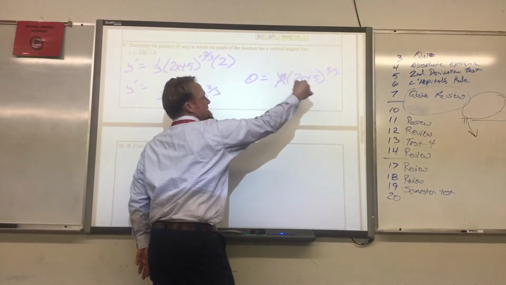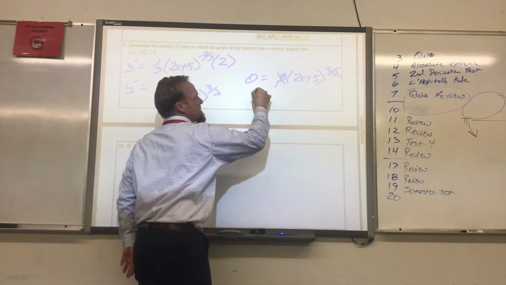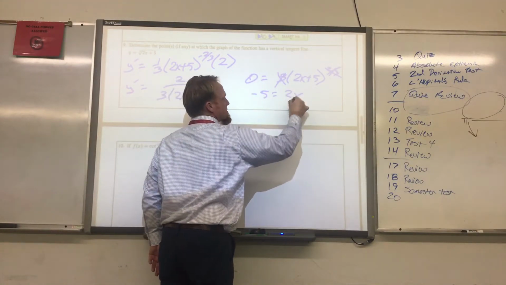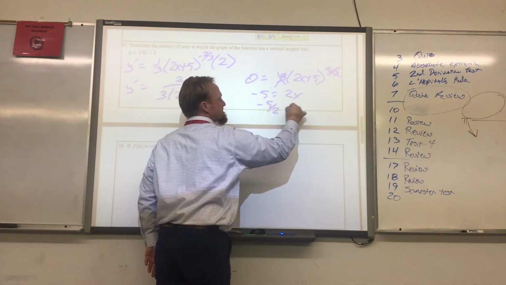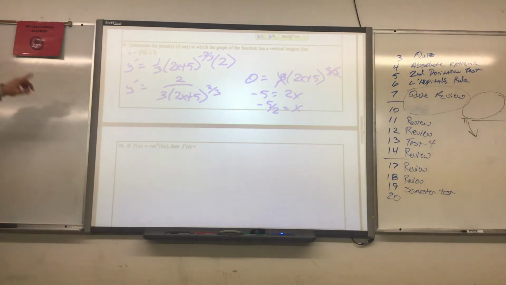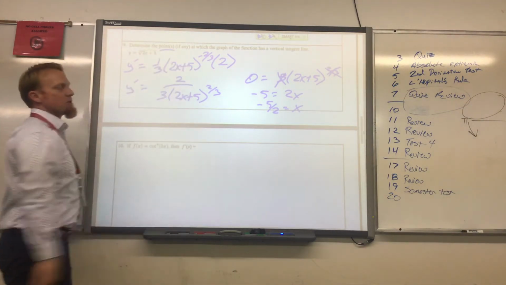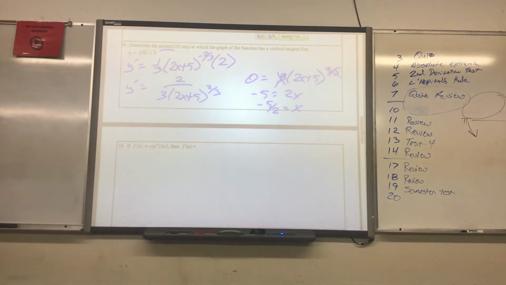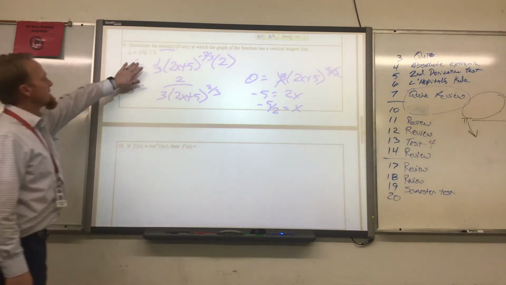Alright, so the 3 is going to go away. 2/3 is going to go away. Subtract the 5. And divide. That's going to give me a vertical slope. Notice though the problem says point or points. So what do I not have yet? I need a y value. And we should know by now we get y values from plugging it into the original.